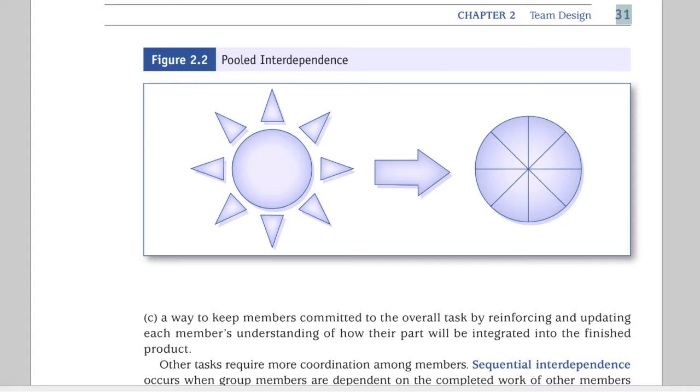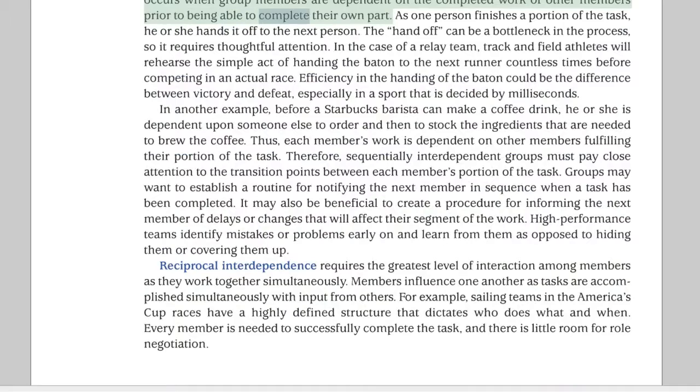31. C. A way to keep members committed to the overall task by reinforcing and updating each member's understanding of how their part will be integrated into the finished product. Other tasks require more coordination among members. Sequential interdependence occurs when group members are dependent on the completed work of other members prior to being able to complete their own part. As one person finishes a portion of the task, he or she hands it off to the next person. The handoff can be a bottleneck in the process, so it requires thoughtful attention.